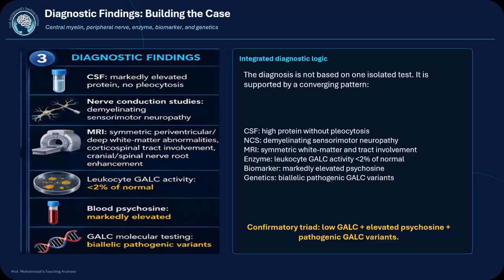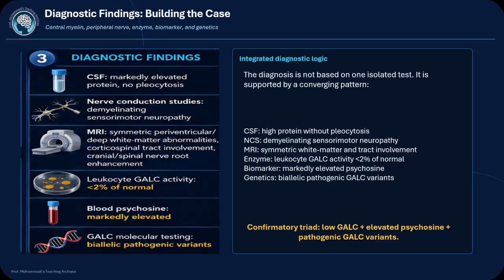The biochemical and genetic results then confirm the diagnosis. Leukocyte GALC activity is less than 2% of normal. Blood psychosine is markedly elevated, which strongly supports infantile onset Krabbe disease. Molecular testing identifies biallelic pathogenic GALC variants. The confirmatory logic is therefore low GALC activity, elevated psychosine, and pathogenic GALC variants, all in a child with a compatible clinical and radiologic phenotype.